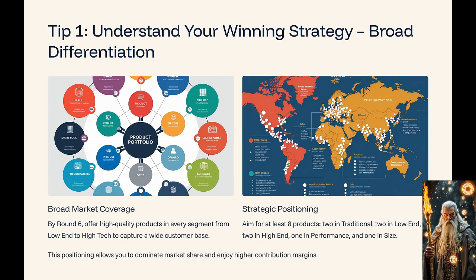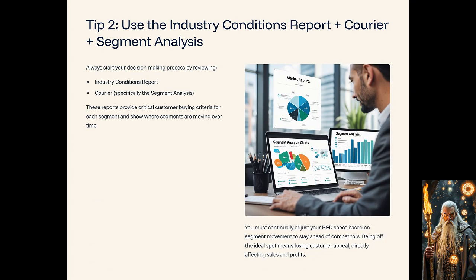Tip 2. Use the Industry Conditions Report plus Courier plus Segment Analysis. Always start your decision-making process by reviewing the Industry Conditions Report and the Courier, specifically the Segment Analysis. These reports give you the customer buying criteria for each segment and where the segment is moving over time. You must keep adjusting your R&D specs based on this movement to stay ahead of competitors. If you're off the ideal spot, you lose customer appeal, which directly affects sales and profits.